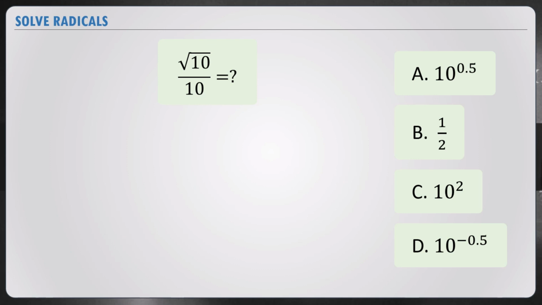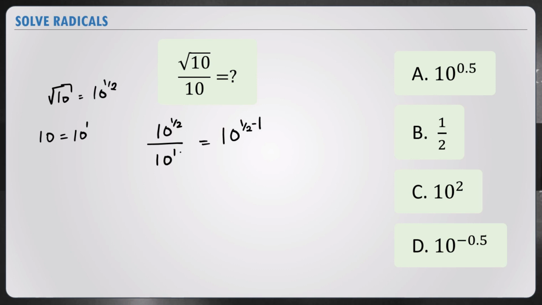Now we know from previous lessons that root 10 is equal to 10 to the power of half, and the number 10 by itself, if it has no power here, is actually equal to 10 to the power of 1. Alright, so we can rewrite this as 10 to the power of half over 10 to the power of 1. And according to the rule of exponents, when this is a denominator, we subtract. So this will be equal to 10 to the power of half minus 1.